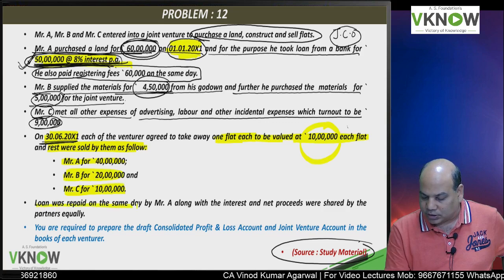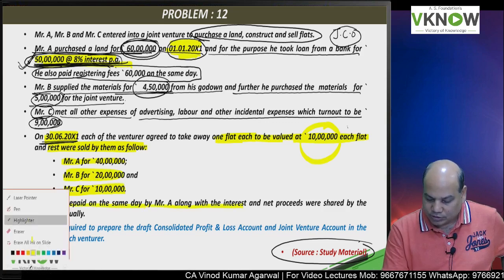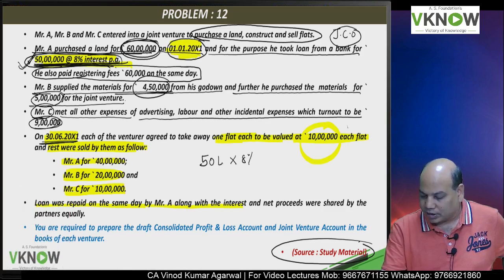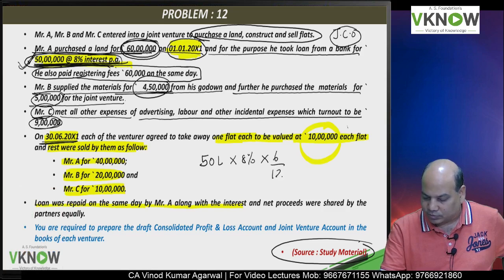Loan was repaid on the same day by Mr. A along with interest. So how much interest they will pay? On 50 lakh at 8% for 6 months, that comes to 2 lakh.